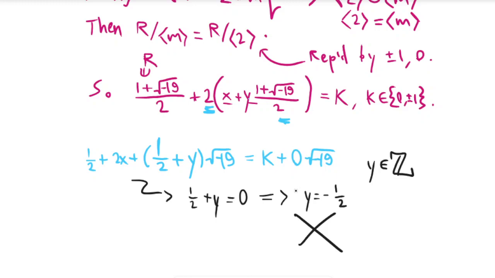Okay, so that actually completes the proof. There were 3 cases. We basically took a non-zero non-unit that had a minimal Euclidean norm, and we showed that it can't be a divisor of 2. And so that's the end of the proof.